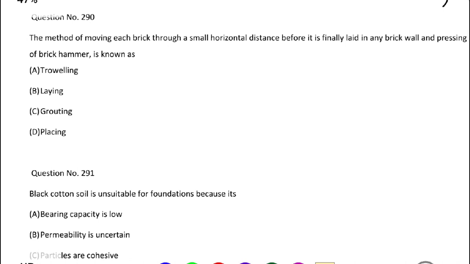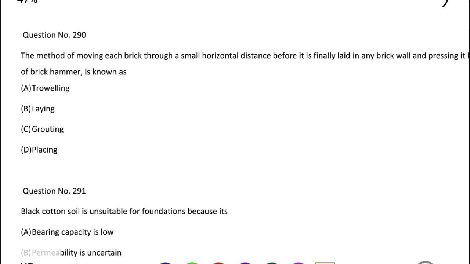Next question, the method of moving each brick through a small horizontal distance before it's finally laid in any brick wall and pressing it by means of brick hammer is known as option A dowelling, option B laying, option C grouting, option D placing. The correct answer is option B laying.